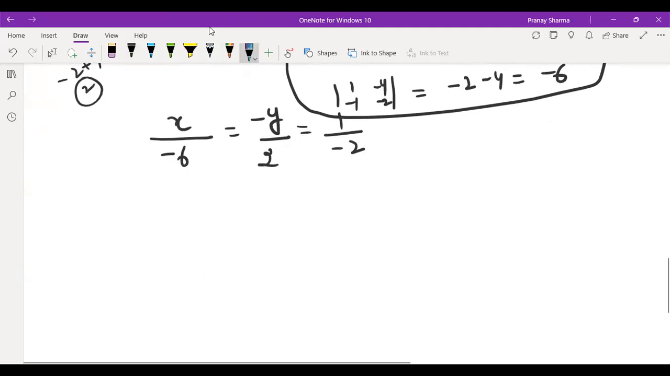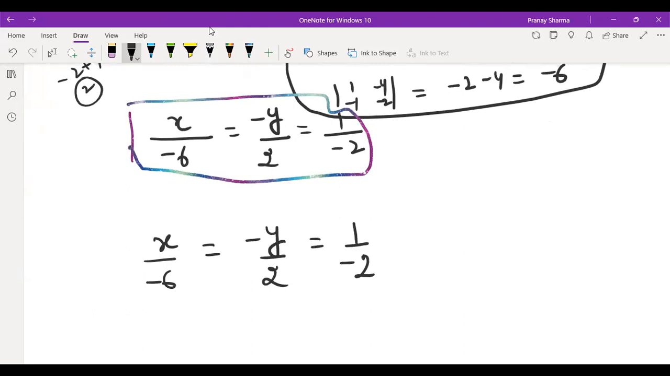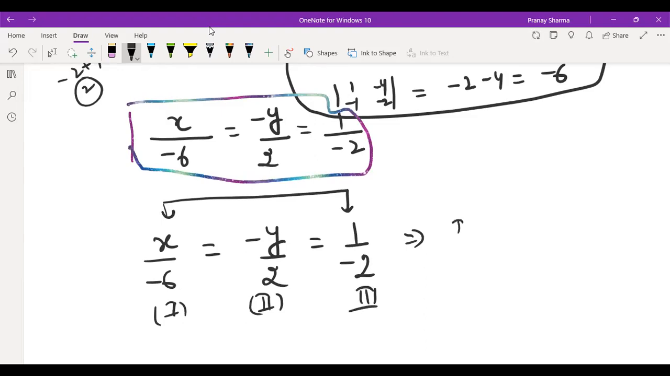And we are interested in this. Let me use a different marker. We are interested in this value. So that means x over -6 equals -y over 2 equals 1 over -2. Now you equate first and last, because these values are equated to one another. So you just equate the first and the last one in order to get your values calculated. Or you can call this first, this second, and this third, and then write it like this, equating first with third.